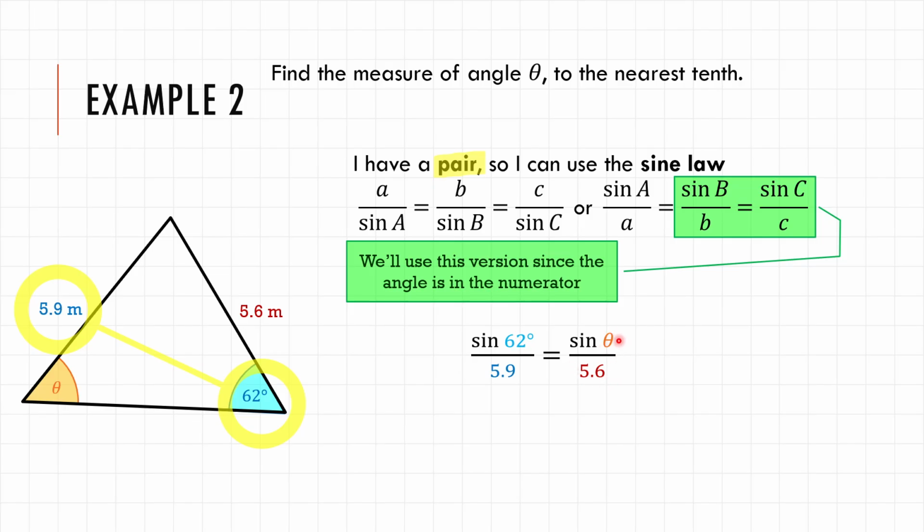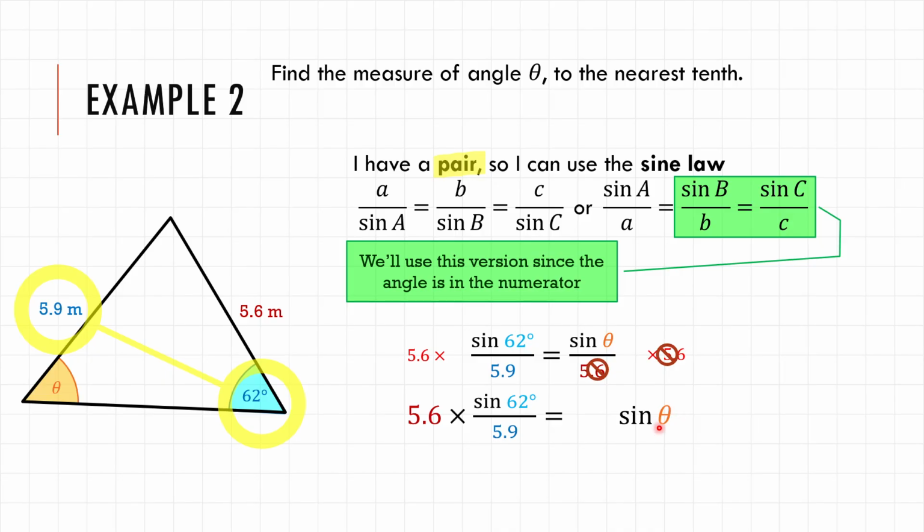And so to isolate theta, let's follow the order of operations. If I knew this angle, the first thing I would do is put it into the sine function, and then I would divide it by 5.6. So going backwards, I'll do the opposite of dividing by 5.6. I'll multiply by 5.6. That will cancel it out, and I'll have to multiply the other side as well. And so I end up with 5.6 times sine 62 over 5.9 is equal to sine theta.